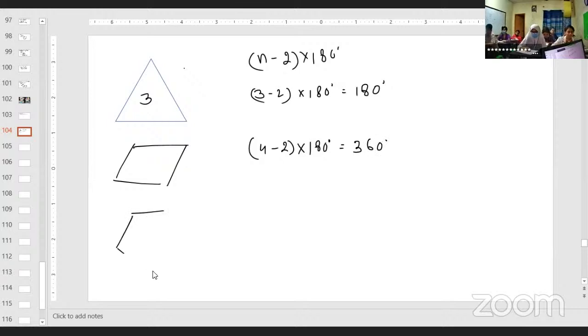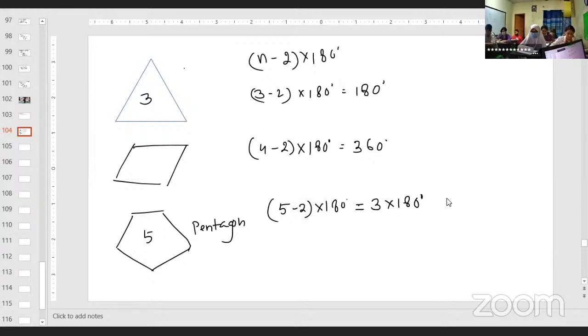So if it is a pentagon, pentagon means 5 sides. So you can write down 5 minus 2, times 180 degrees, and you are going to get 3 multiplied by 180 degrees. And as we do know, actually 3 fives are 15, so 3 times 180 is 540 degrees, right?